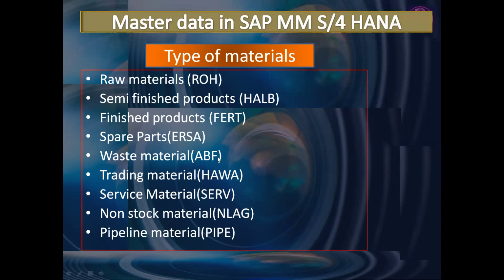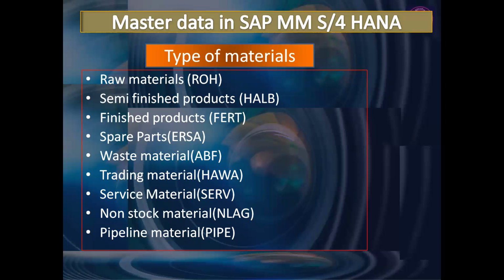For waste material, it is ABF. For trading, it is HAWA. Service material is SERV in S4 HANA; in ECC, it was DIEN. The non-stock material is NLAG. And for pipeline material, it is PIPE. So these are the standard material types defined by SAP, and we need to remember all these standard material type codes.